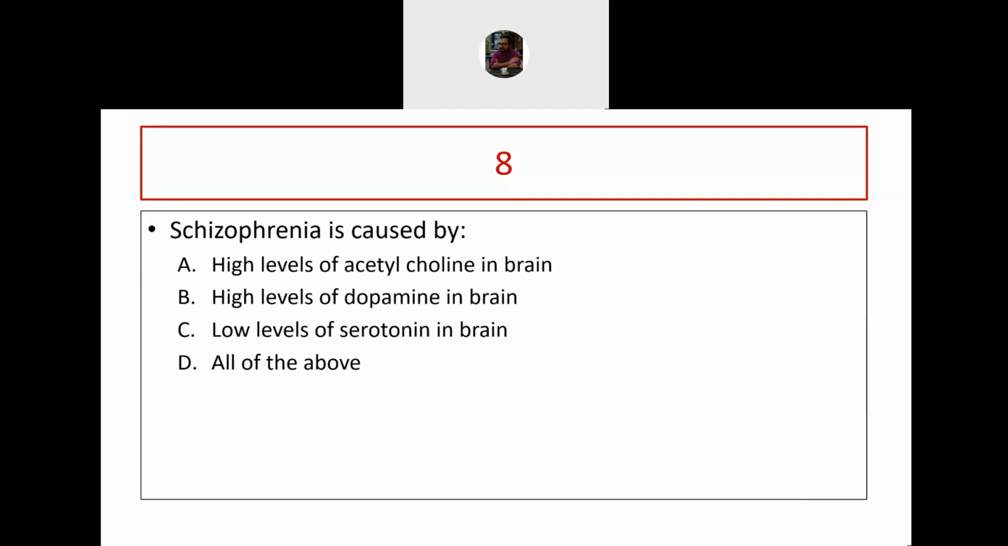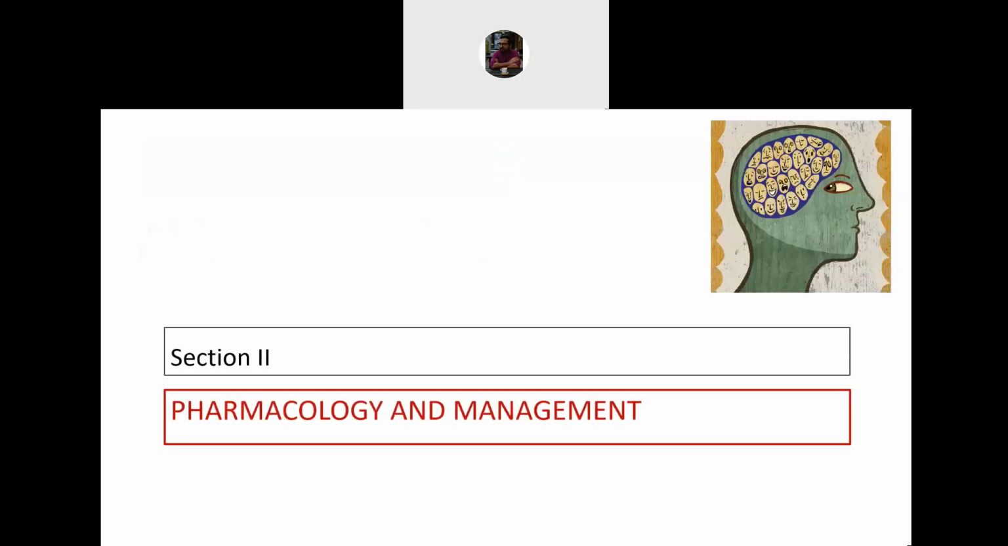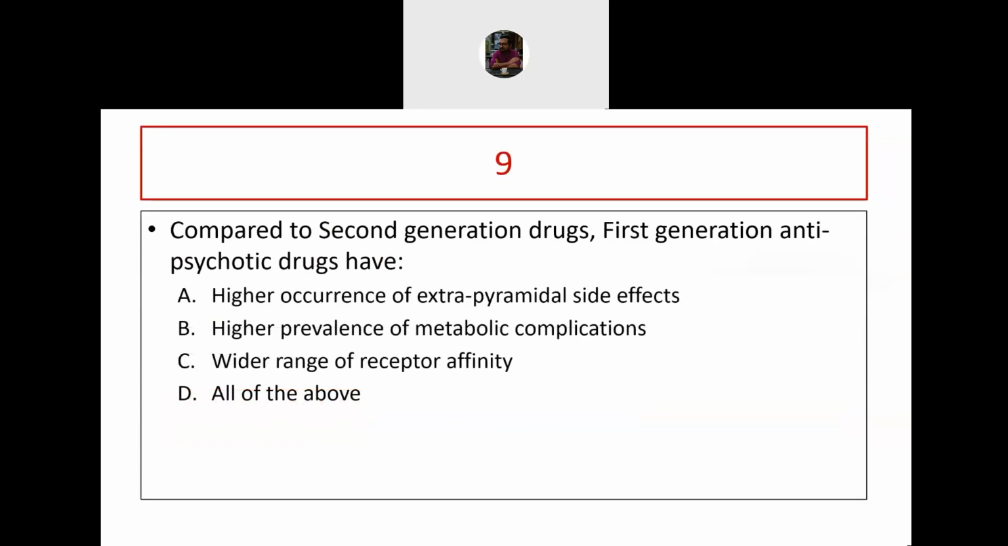And finally, schizophrenia is caused by. So the best option out of these is high level of dopamine in the brain. That should be the answer. With this, we end the first section, and the second section is about the pharmacology and management of schizophrenia. I hope up to this is clear to everyone. So let's try these questions.